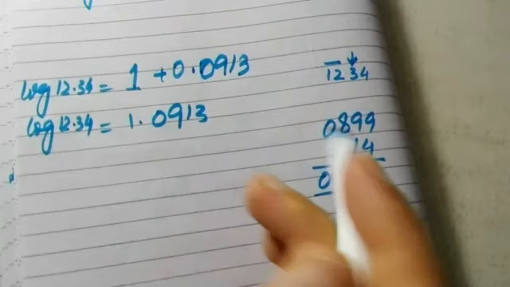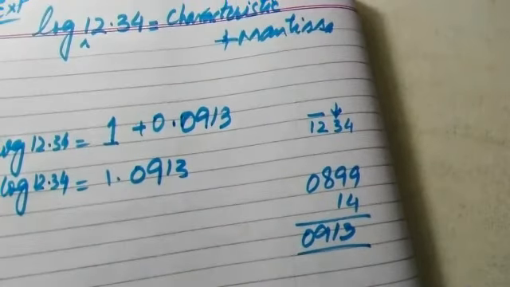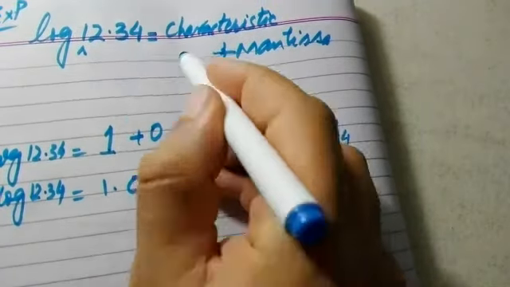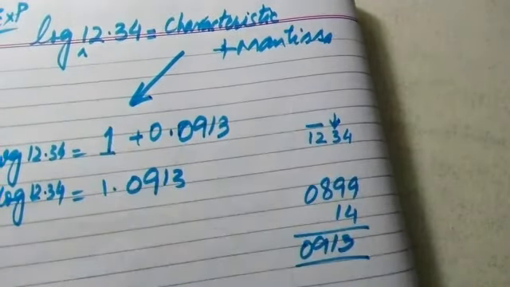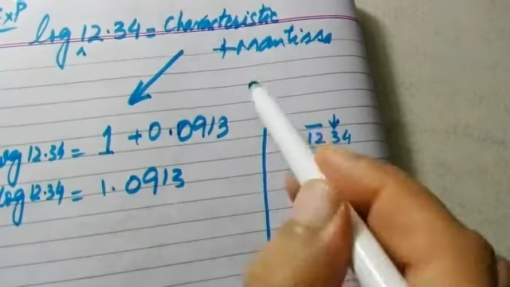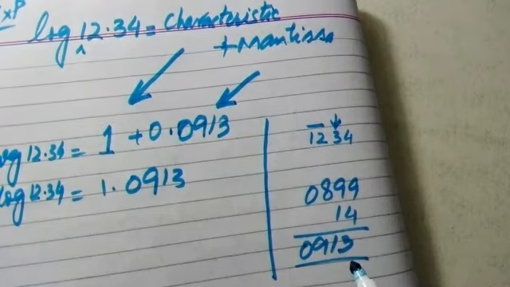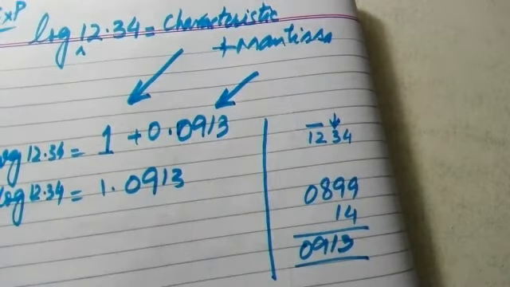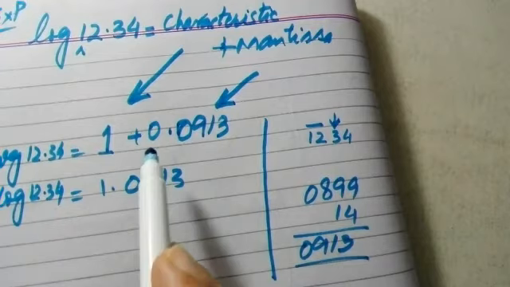So only two things are required. First, we have to find the characteristic. You can see that I calculated the characteristic right here. I calculated the mantissa on the side from the logarithm table, and then add them together. This will give you the logarithm. So this is the logarithm of a number.